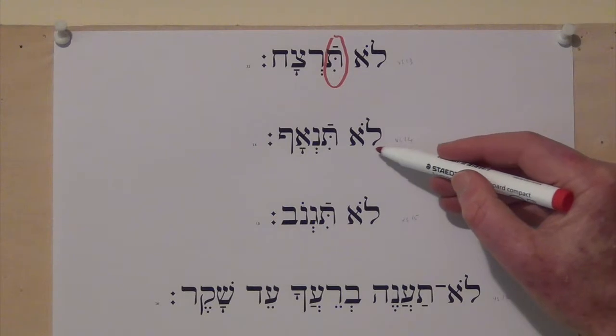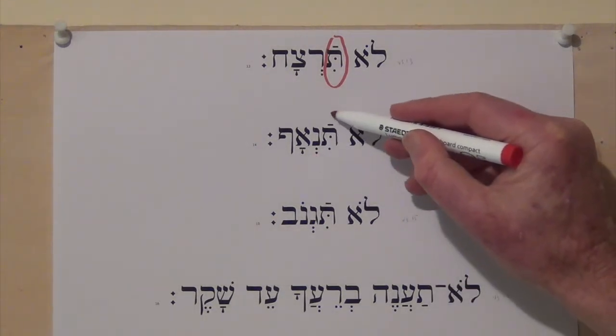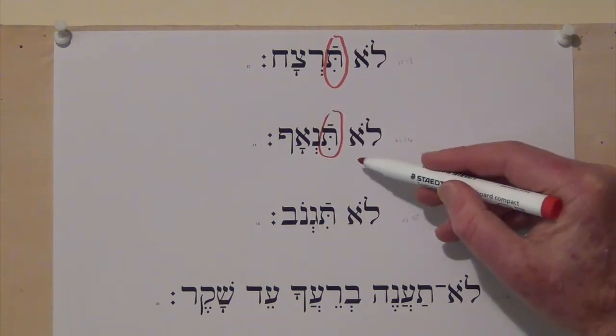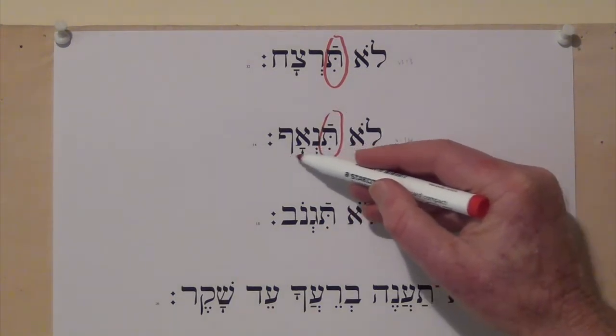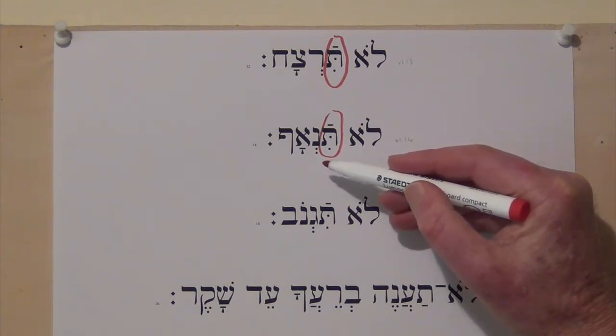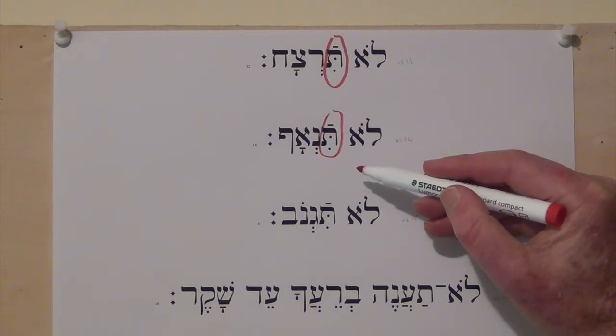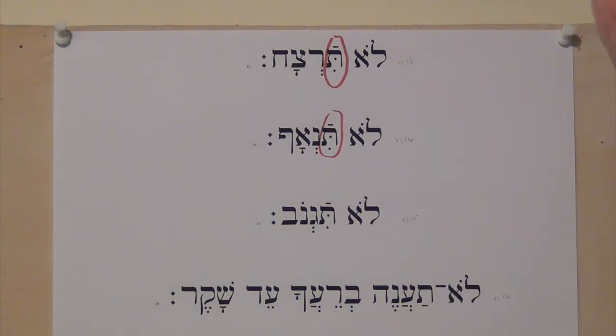But anyway, we come to verse 14, Lo tinaf, you shall not commit adultery. This one's translated in English by "commit adultery." So the law of Moses distinguished between adultery, for which a death penalty was given, and sexual contact with a young woman, which carried a monetary fine and usually marriage if the father was willing.